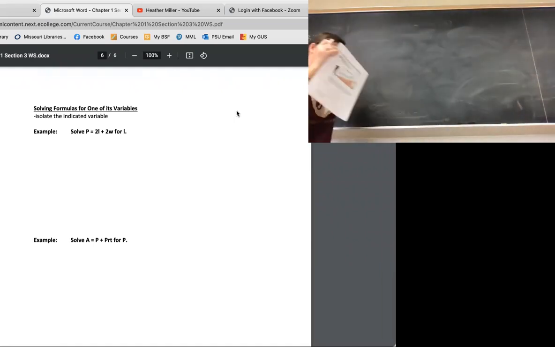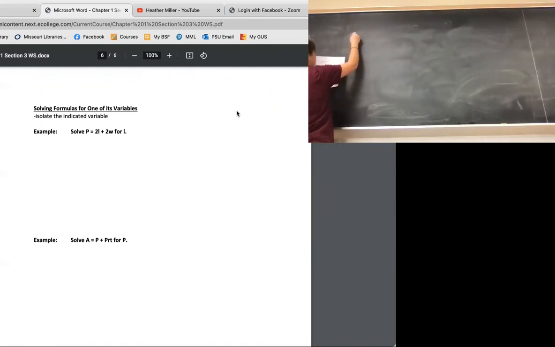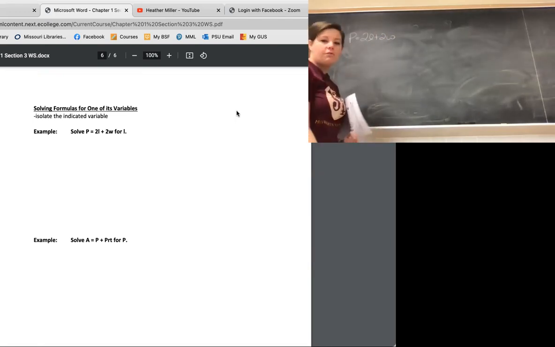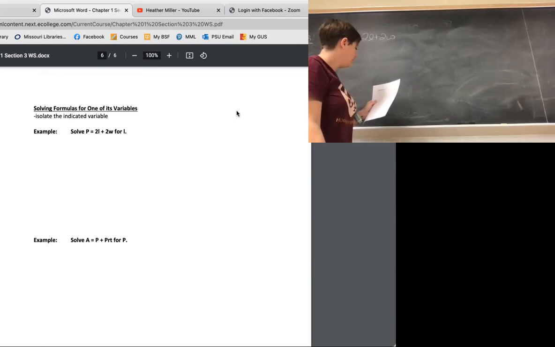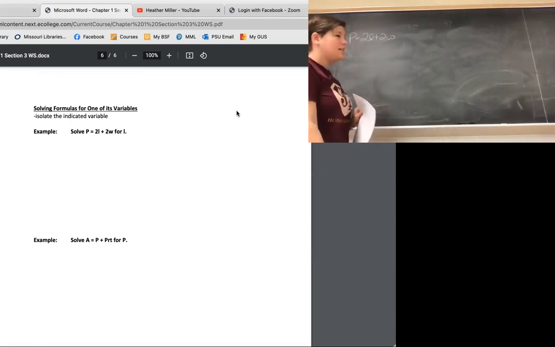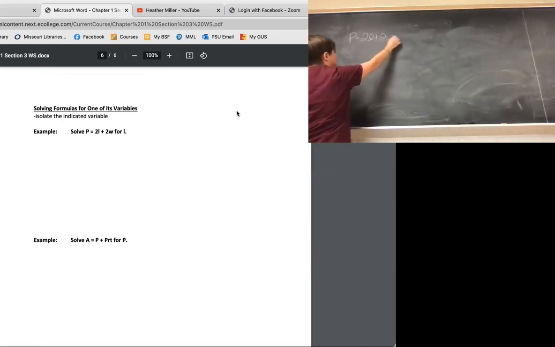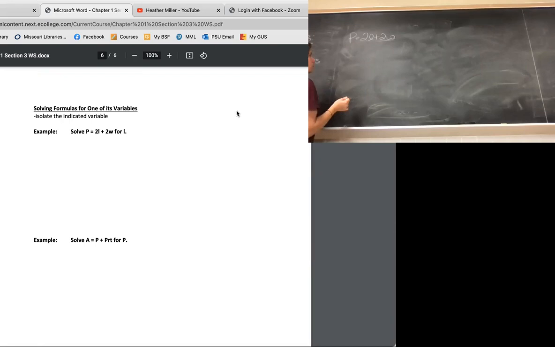Okay, so for the first one, we're actually using the perimeter equation. We have perimeter equals 2L's plus 2W's. And it says we want to solve it for L. Okay, so what that means, we need to get L all by itself. So what do we need to do to get L by itself? Well, the first thing we need to do is we need to get rid of this 2W. So we're going to subtract that over. So you have P minus 2W equals 2L.